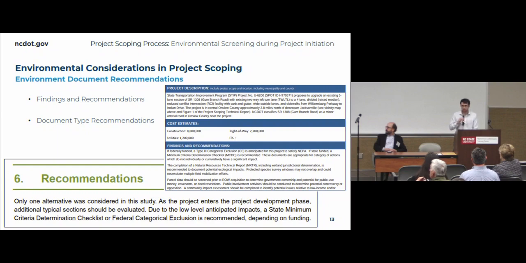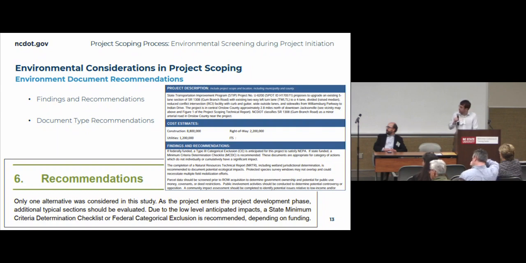side is from a project initiation form, and that's the document used as documentation for the express design, that first step in the project scoping process. And so here, off the side, it states in this particular project that a type 3 categorical exclusion would be advised for this project if it's federally funded, or minimum criteria determination checklist if it's state funded, as well as additional context on the project, including considerations.